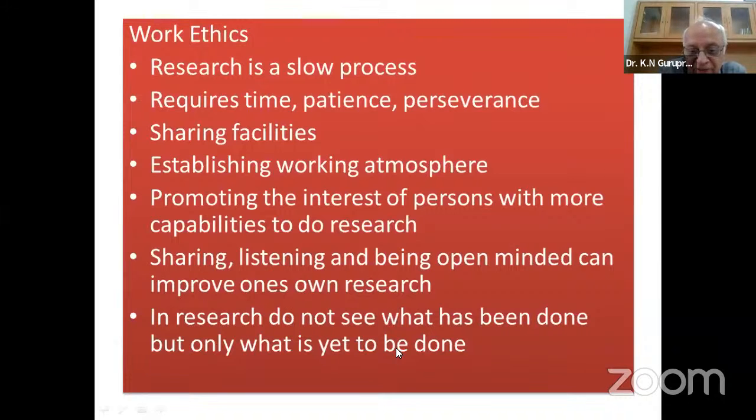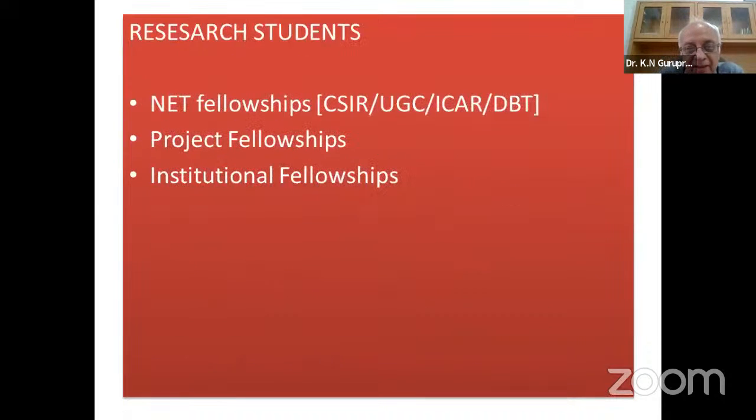The only difference between a student and me, or a student and a guide, is that the guide will have the experience of having done research for a long time, whereas a student is new to research. And that's all the difference. Otherwise, the problem will be new to both of them, and both of them will be exploring how to go about finding a solution to that problem.